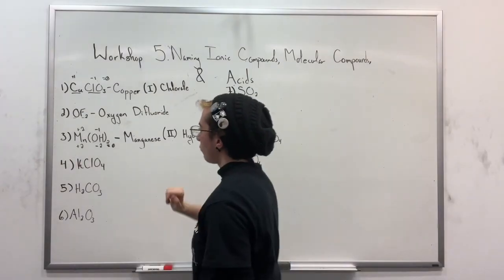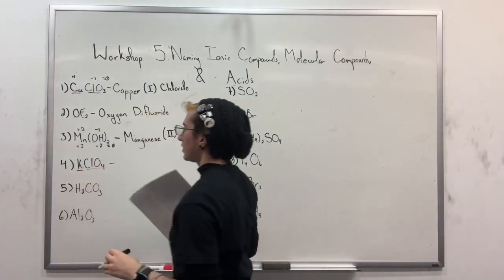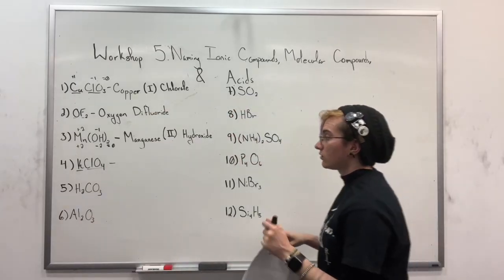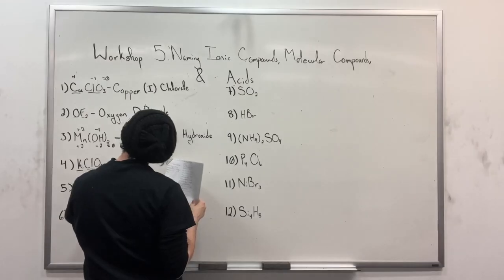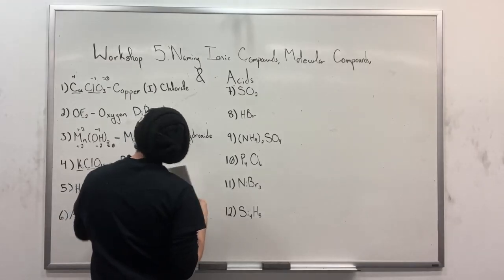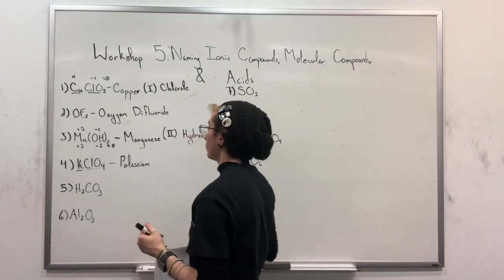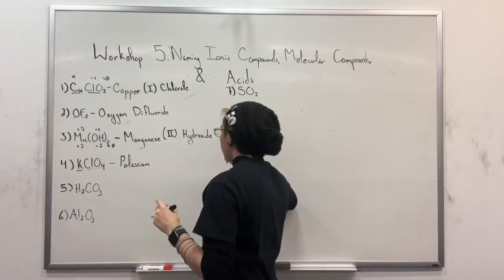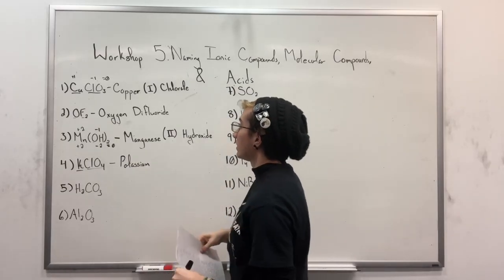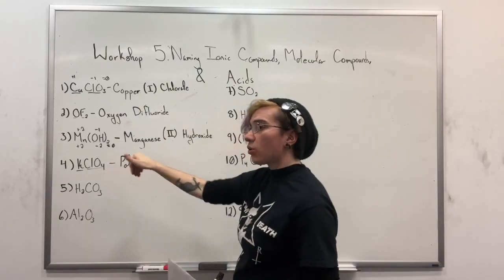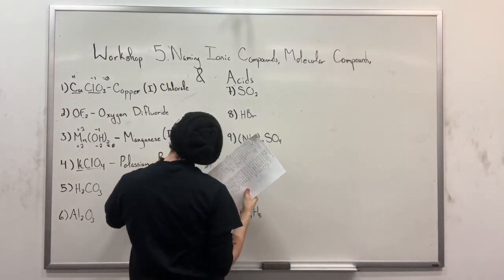Number 4, KClO4. K is a metal. ClO4 is one of our polyatomic ions. It's going to be a non-metal, so we have an ionic compound. K is potassium. And potassium is a main group metal. It's in the first column, so we don't have to put parentheses. ClO4, polyatomic ion, we don't have to worry about changing the suffix, so we just write the name of that compound. ClO3 is chlorate, ClO4 is perchlorate. So this is potassium perchlorate.